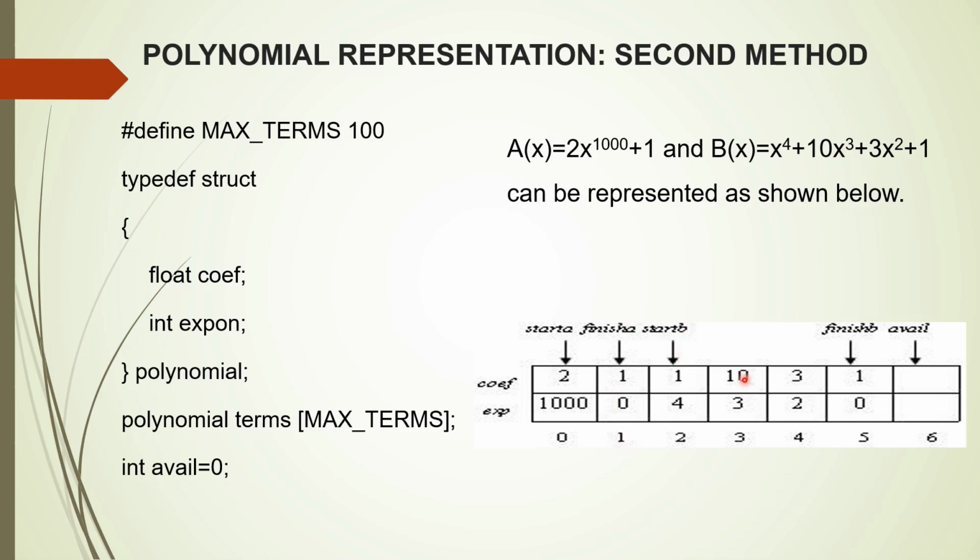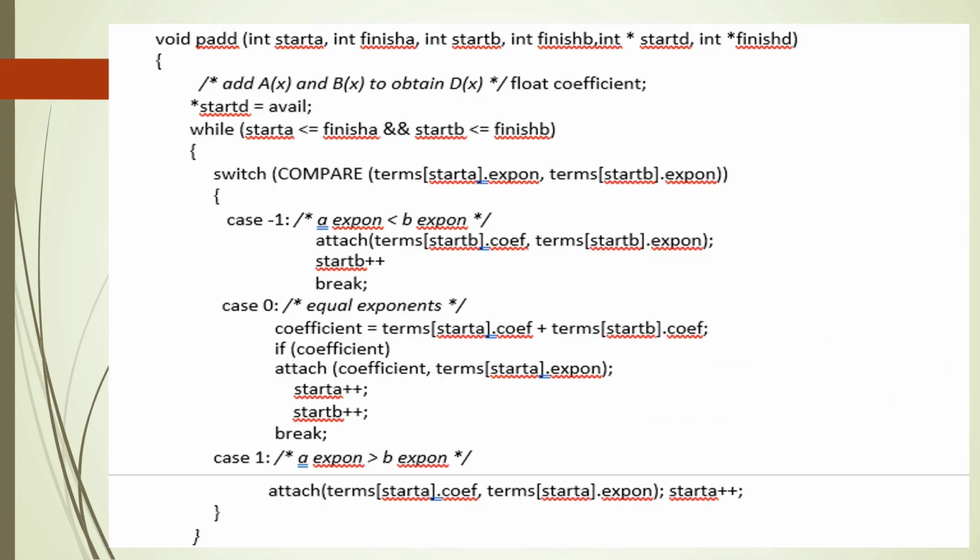Next, this is the beginning of the second polynomial, that is b. Coefficient is 1, exponent is 4. Here coefficient is 10, exponent is 3. Coefficient is 3, exponent is 2. Coefficient is 1, exponent is 0. After this term is the end of the second polynomial. Then avail is always pointing to the next available location. So this is how we can avoid wastage of space by using the second method.